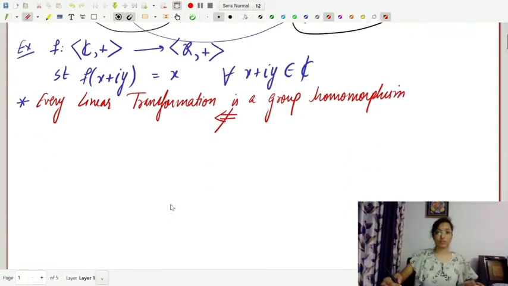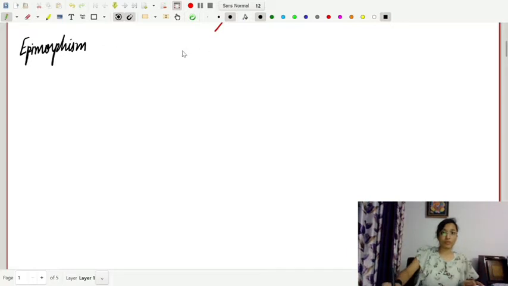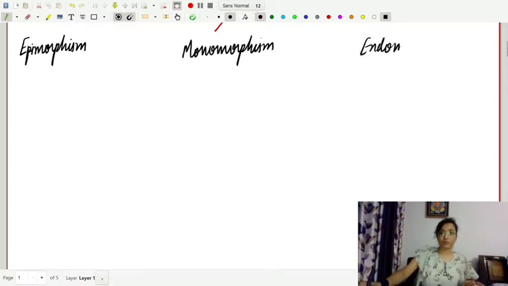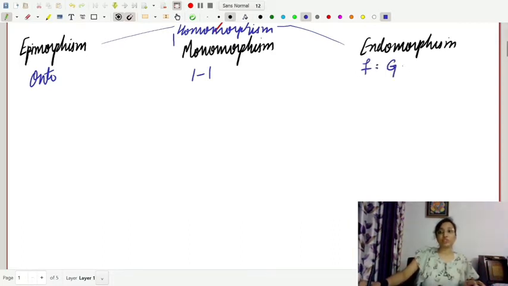Now we will discuss some of the terms, such as epimorphism, monomorphism, endomorphism. These all are the types of homomorphism. Epimorphism is a homomorphism and it should also be onto. Monomorphism is a homomorphism plus one-one. Endomorphism is where the function should be from G to itself.